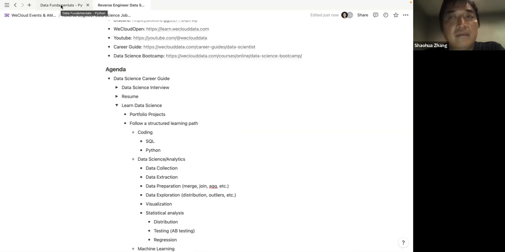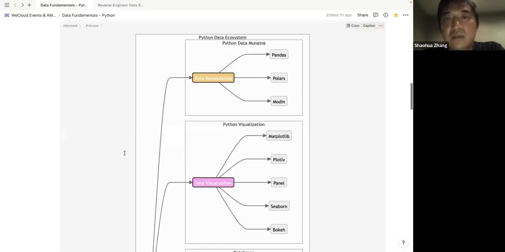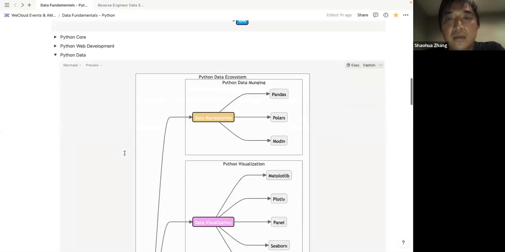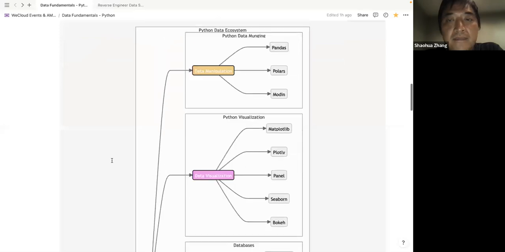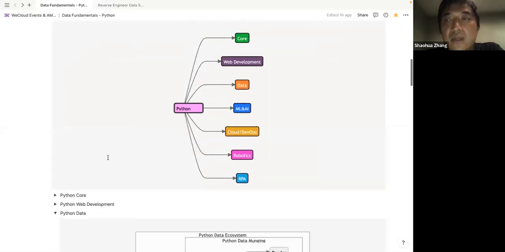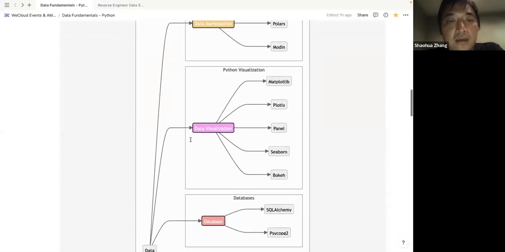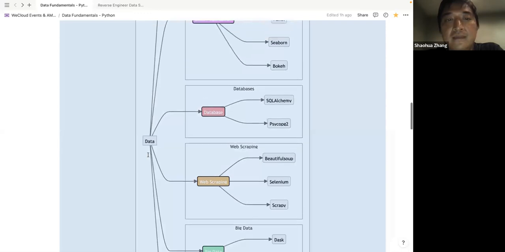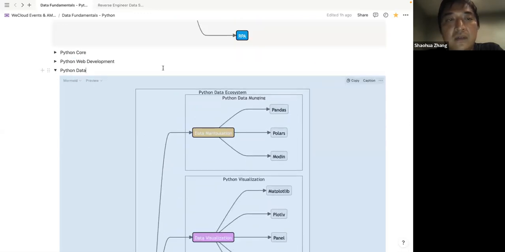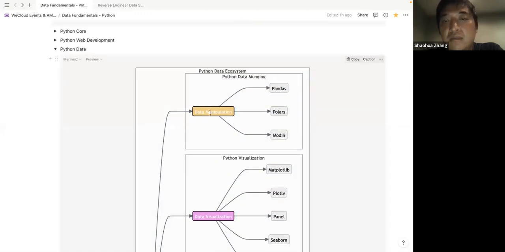I actually have a data fundamentals course I'm teaching tomorrow on Python, so I'm doing some preparation. I'm going to share this with you, but I'm still writing the code. If you look at the general capability of Python, there are a lot of things it can do. But just for data science, I think there are a few things you need to know. For example, data manipulation, right? There are certain packages you need to know, such as pandas.